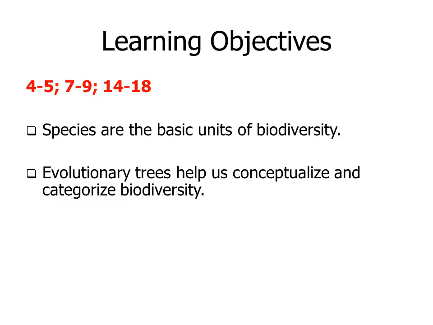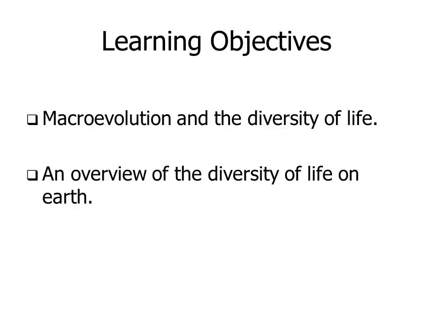Species are the basic units of biodiversity. We'll talk about evolutionary trees that help us categorize that biodiversity. Not so much macroevolution, but we will talk about diversity of life in an overview sort of way, and then the subsequent chapters will be specifics on plants, animals, fungi, bacteria.